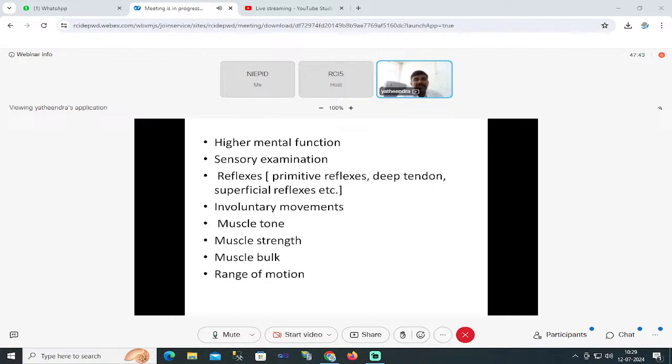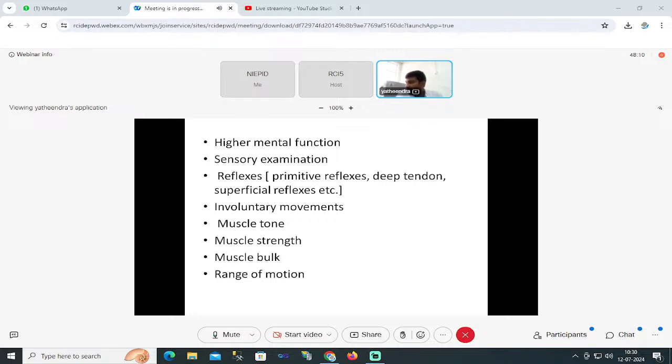Then we need to assess the muscle tone. I was telling you about muscle tone: whether it is spastic, whether it is rigidity, or whether it is hypotonic. Then muscle strength. How much is the strength of the muscles? Because CP is a disorder of movement and posture, obviously when the muscles are getting weak, we need to assess the strength. Then directly it is related to the muscle bulk, so we need to assess the muscle bulk.